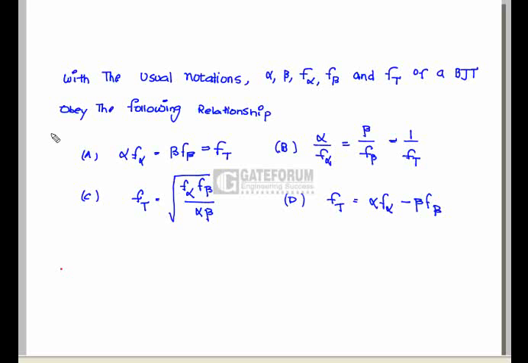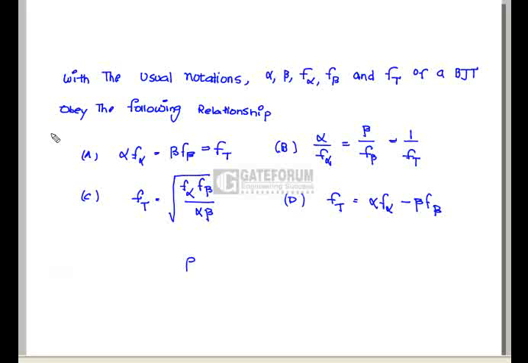Question is, with the usual notations, we need to derive the relationship between the given parameters alpha, beta, f alpha, f beta and f suffix t. Here alpha is common base current gain, where beta is common emitter short circuit current gain, and f alpha is the upper cutoff frequency of common base amplifier, f beta is the upper cutoff frequency of common emitter amplifier, and ft is the short circuit current gain bandwidth of common emitter amplifier.